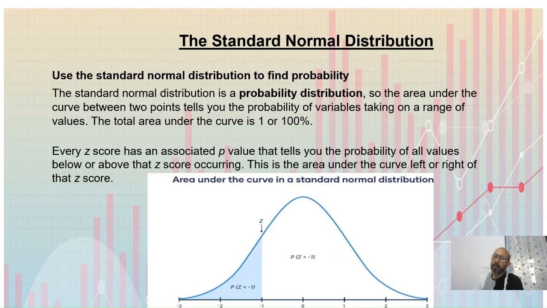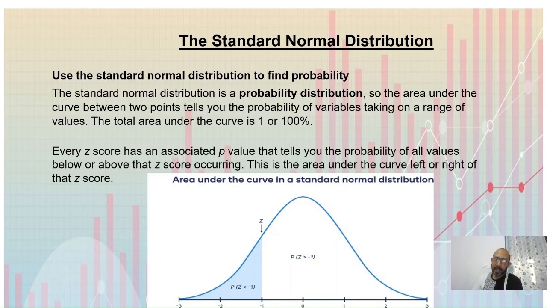Use the standard normal distribution to find the probability. The standard normal distribution is a probability distribution. So the area under the curve between 2 points tells you the probability of the variable taking on a range of values. The total area under the curve, from here to here, is 1 or 100%.